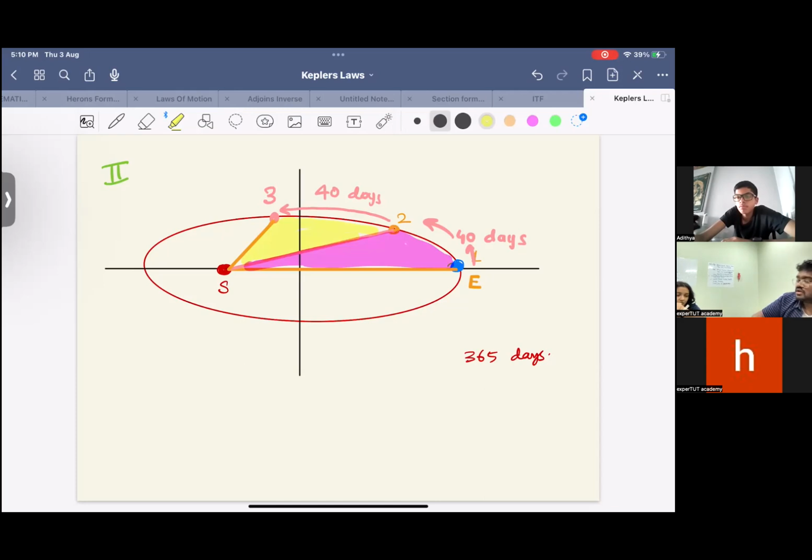Now you write, each planet revolves around the sun in such a way that the line joining the planet to the sun sweeps equal areas in equal intervals of time.